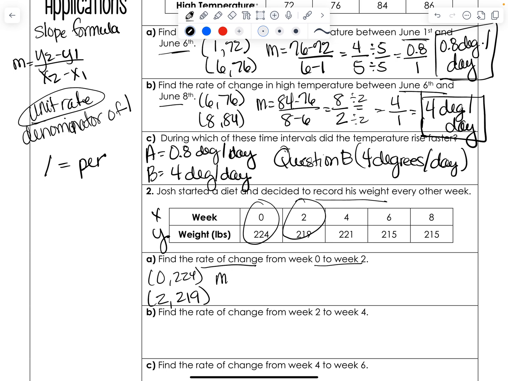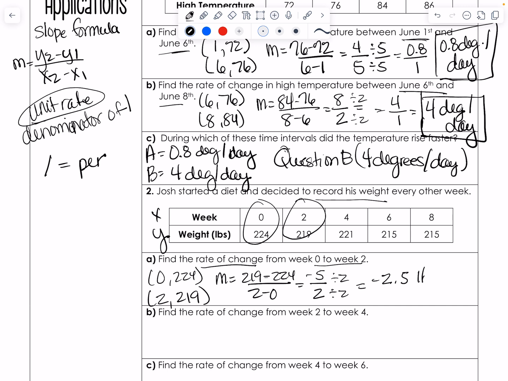So then you do the slope formula, and on the slope formula, you're going to say 219 minus 224 over 2 minus 0, which gives me a negative 5 because 224 is larger than 219, and it's negative over 2. Divide by 2, divide by 2, and my answer is a negative 2.5 pounds per week. Don't forget the negative.